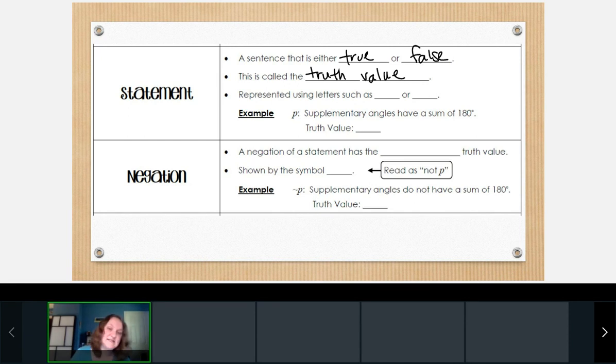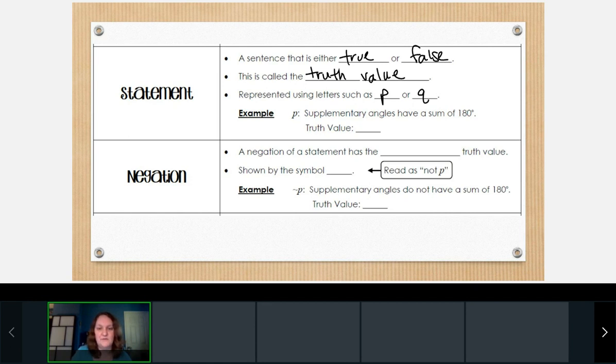All right, and then our statement is represented using letters, usually P and Q, but it doesn't have to be P and Q. So if I have the statement P, and P is represented by supplementary angles have a sum of 180, what would its truth value be? That's a fancy way of asking, is this true or false? Let's make a poll because I think these are fun. Check mark for true, X for false. What do you think?